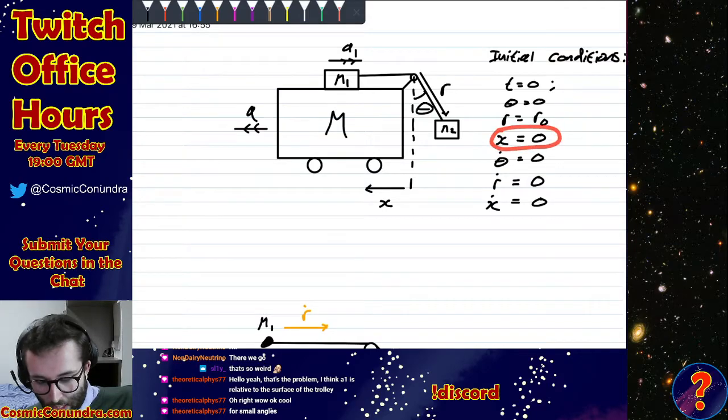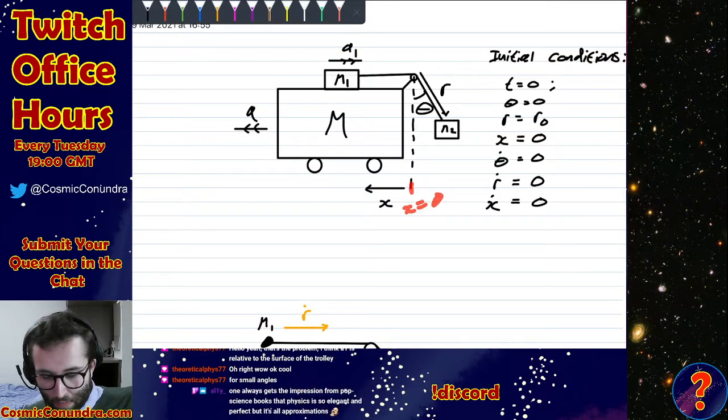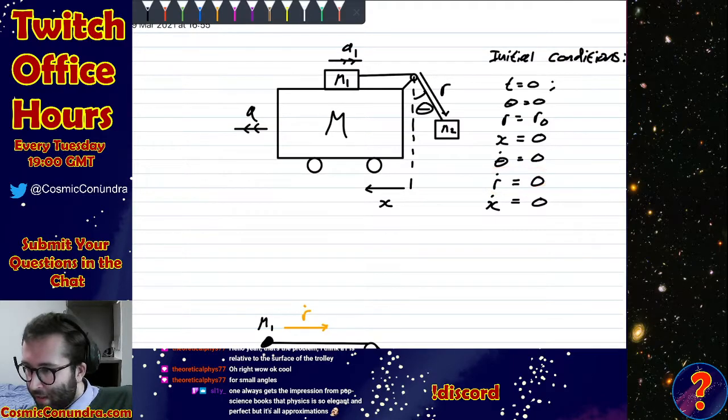X is 0 at t is 0. I measure x is 0 from this point here, or some point before, because then this won't have swung out by then. I also say that theta dot is 0, r dot is 0, and x dot is 0.